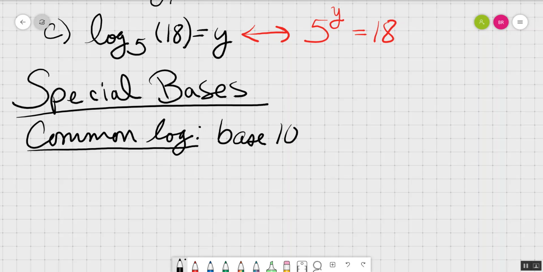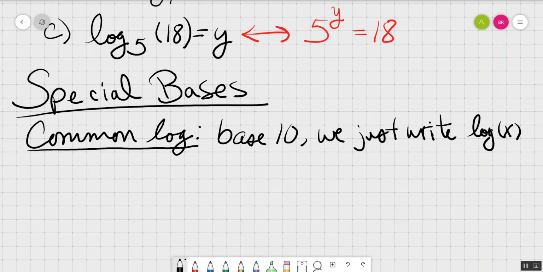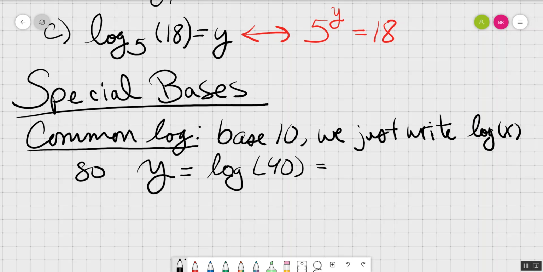If we're doing a logarithm that's base 10, we just write log and then of x. So the trick here is if it's base 10, they just leave off the base. So if y, that's a very fancy looking y, is the log of 40, that's just log base 10 of 40.